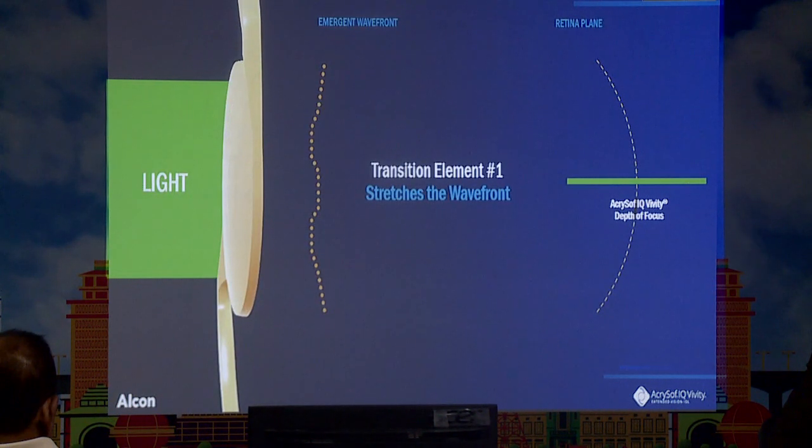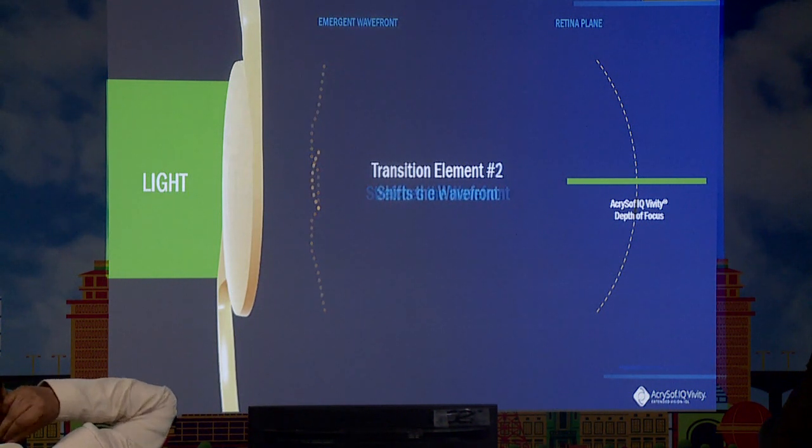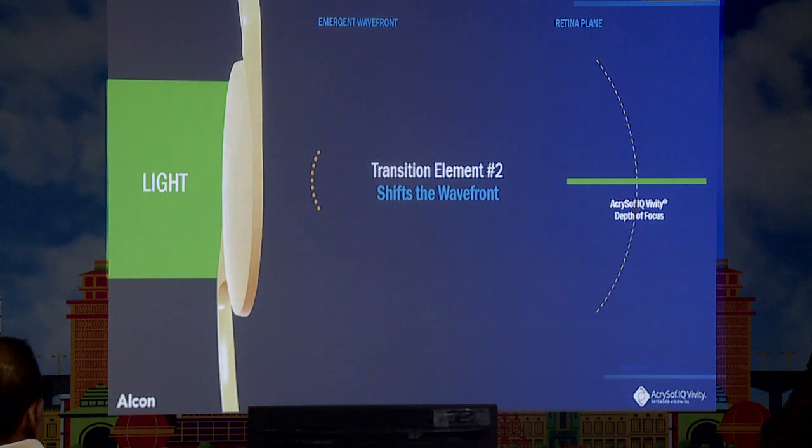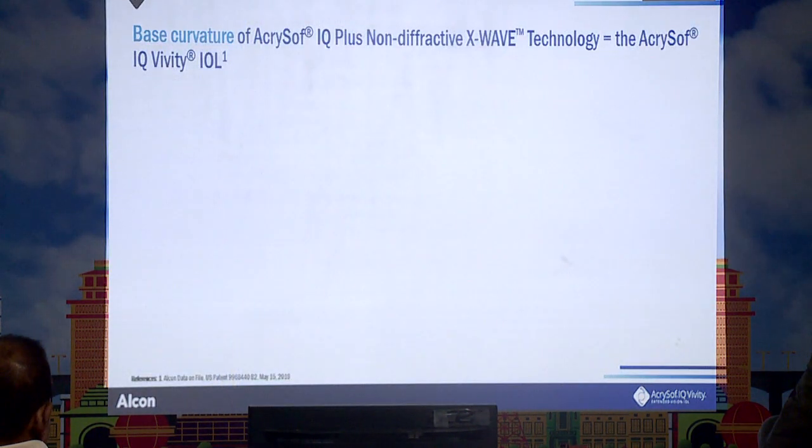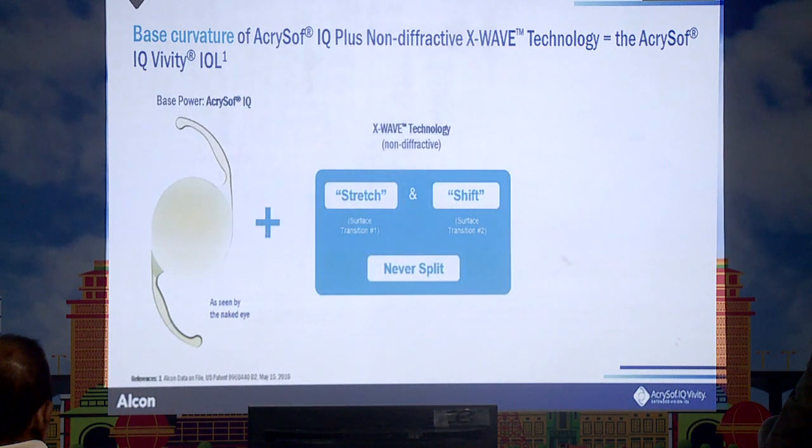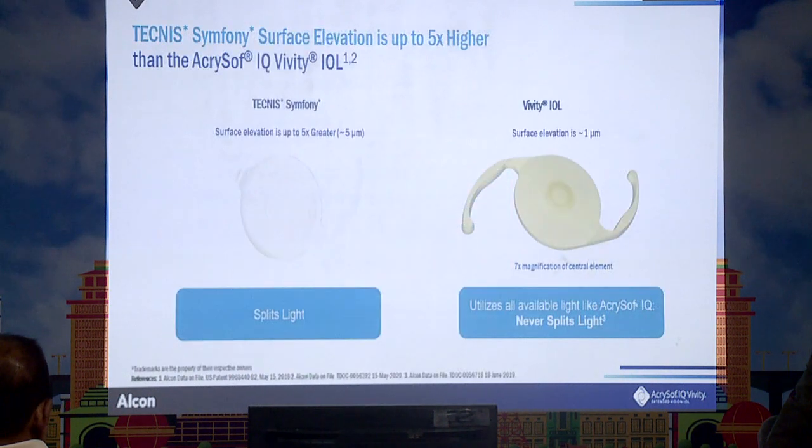This does just animation, and the AIOCMTC1 actually stretches the wavefront and shifts the wavefront, so it is able to give clear vision to distance, intermediate, or to large extent near also. So there is a combined effect of stretching and shifting, which actually has no splitting of the light, so no amount of light is lost, and at the same time, because of this, there are no, or you can say very minimal, visual disturbances.